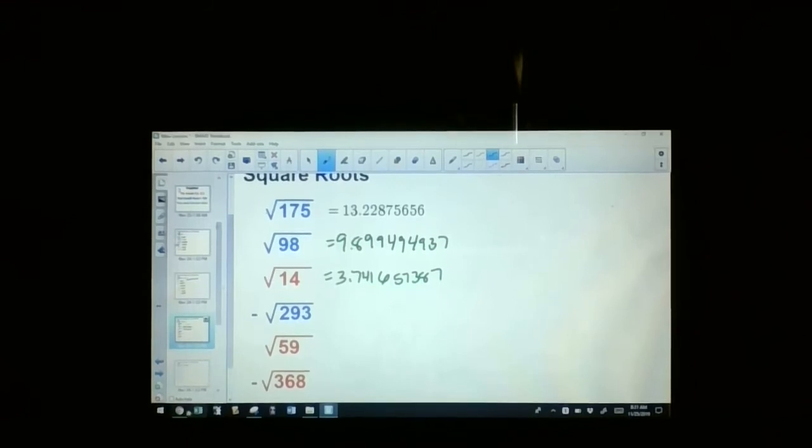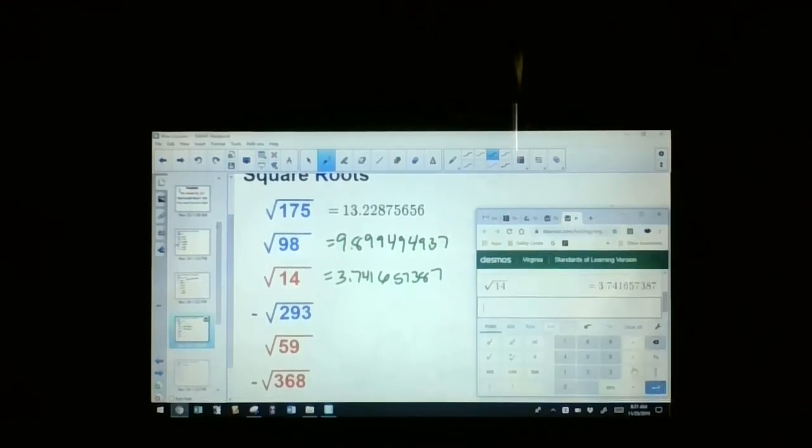Okay, when we have a negative, no big deal. Just put a negative in the front. Negative square root 293. Let me show you what happens if you put that negative inside the square root. It goes, undefined. It doesn't like it, right? So make sure you put that negative on the outside of the square root, not on the inside.